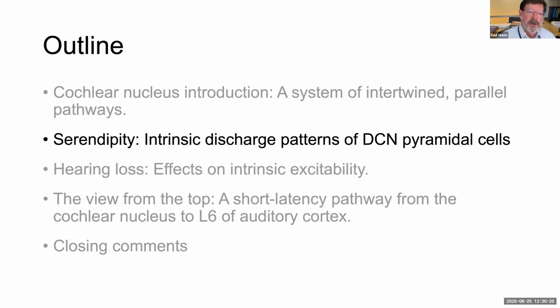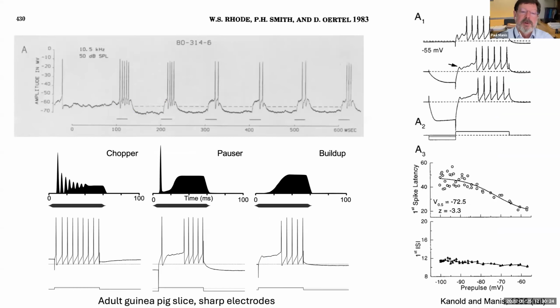Okay, so the first section here, a little bit about serendipity and the intrinsic discharge of pyramidal cells. The story here starts when I was giving a lecture when I was at Hopkins in a course called Structure and Function of the Auditory System. And I was tasked with presenting data from this paper from Bill Rhode, Phil Smith, and Donata Oertel, one of the classic pairs of papers that they published in 1983, where they did intracellular recordings from the dorsal cochlear nucleus and, in the other paper, the ventral cochlear nucleus of the cat, and filled the cells with horseradish peroxidase in order to nail down the structure-function relationships between the discharge patterns of the cells and the types of cells that were present in the nucleus.